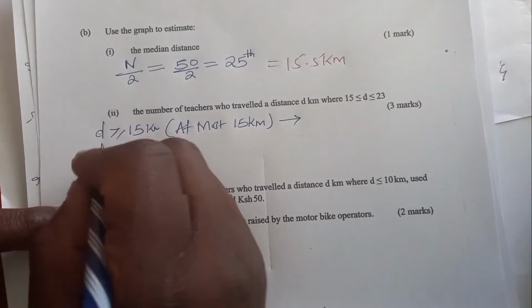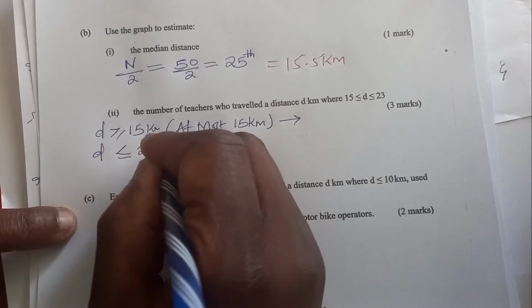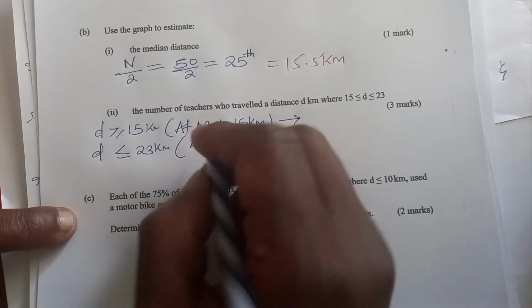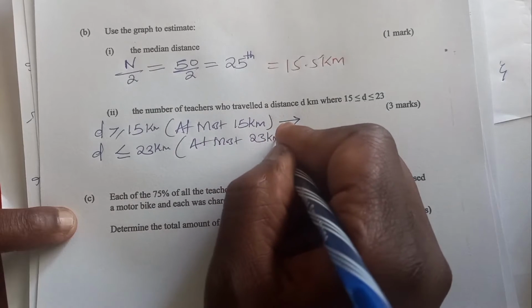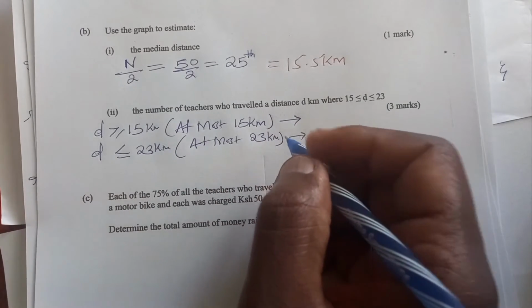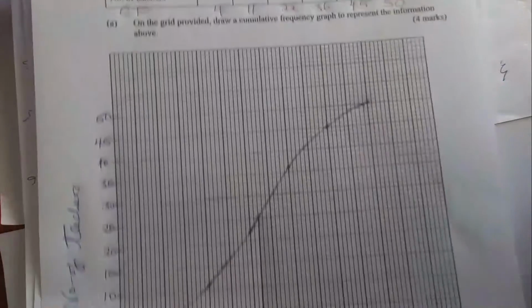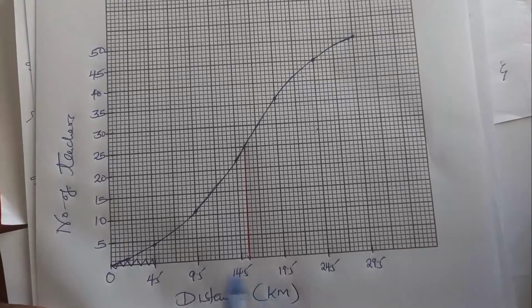Then the other one is the teachers who traveled at most 23 kilometers. At most, that is less than or equal to 23. So we go to the graph. At most 15 kilometers. So where do you have 15 kilometers?